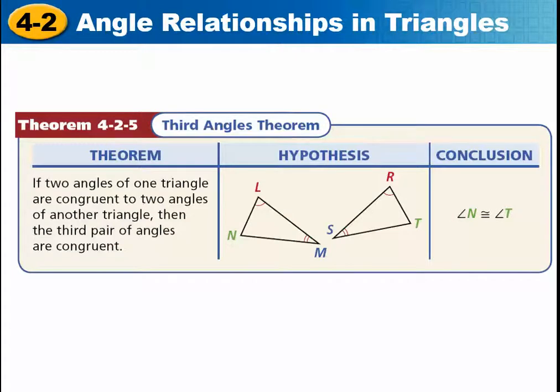Another theorem, so make sure you get this one down too, is that if two angles of one triangle are congruent to two angles of another triangle, then the third pair of angles are congruent. That makes total sense, right?